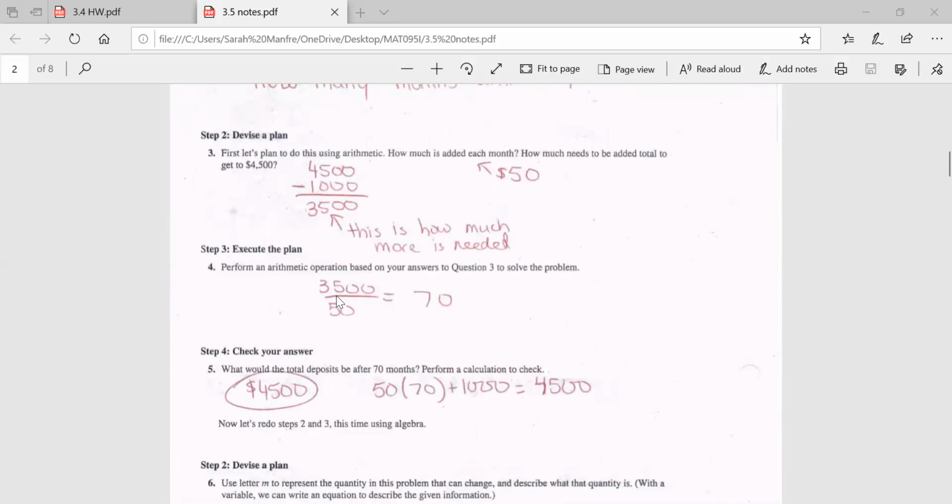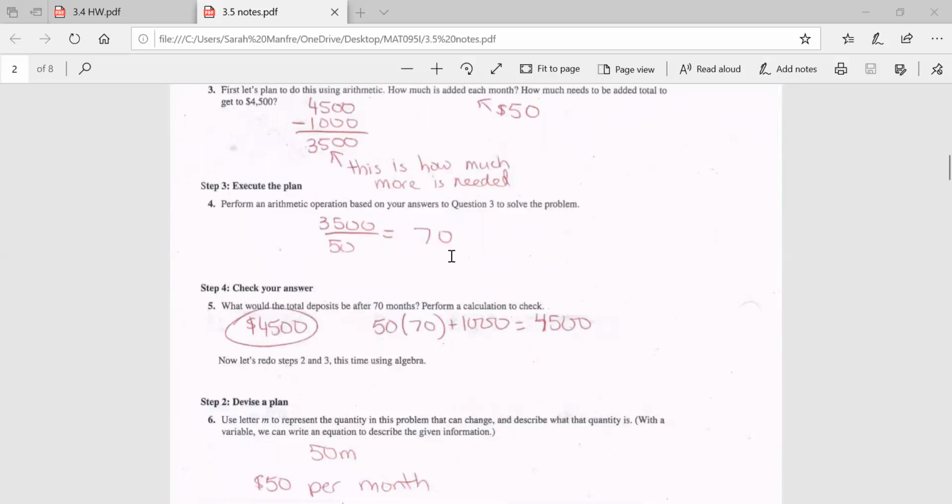And then if we need $3,500 and they're putting in $50 every month, okay, division is the operation that's going to figure out how many months they're going to need. So 3,500 divided by $50 every month means 70. Okay, so 70 is the answer to our problem. So it's going to take 70 months to get a total of 4,500. Now let's check our answer. If I did $50 times 70 months plus $1,000, that's going to give us 4,500. So yes, it makes sense.